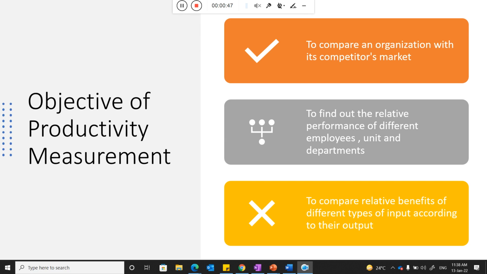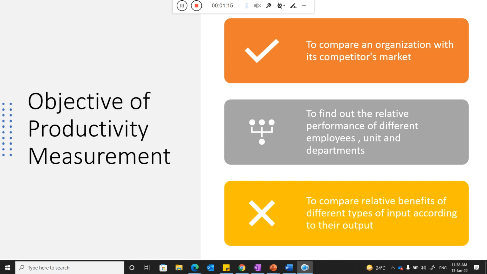There are different types of productivity, and where a particular productivity is applicable, we will discuss within 5 to 10 minutes. The next point is to find out the relative performance and the difference. If you want to find out which labor is the best performing in my organization, how will you find out? By calculating the productivity of that labor, right?